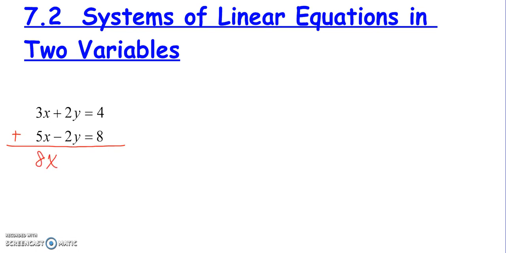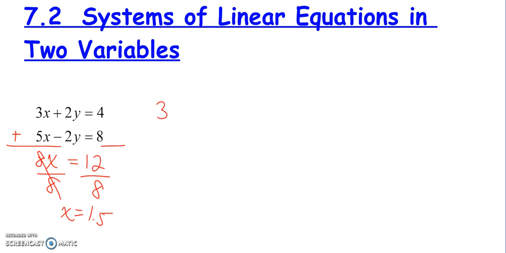Now the nice part about 2y and negative 2y is that adds up to 0y, and I don't need to write anything down. This equals 12, which means I now have this very easy equation to solve, and I could say that x equals 1.5 or 3 over 2. Once I know what x equals, it's pretty easy to figure out what y equals. I'm just going to substitute it in.